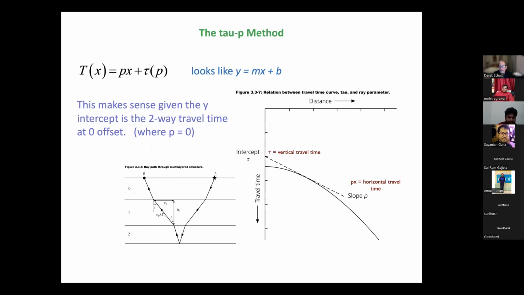So it looks a lot like a slope and an intercept. And indeed it is. So if I plot travel time versus distance of the receivers from the source, I would get this inverted hyperbola here. At any given point, that's a particular ray, I can take the slope of this line, and that will give the ray parameter associated with that ray. And the intercept will give tau, which is the vertical travel time.